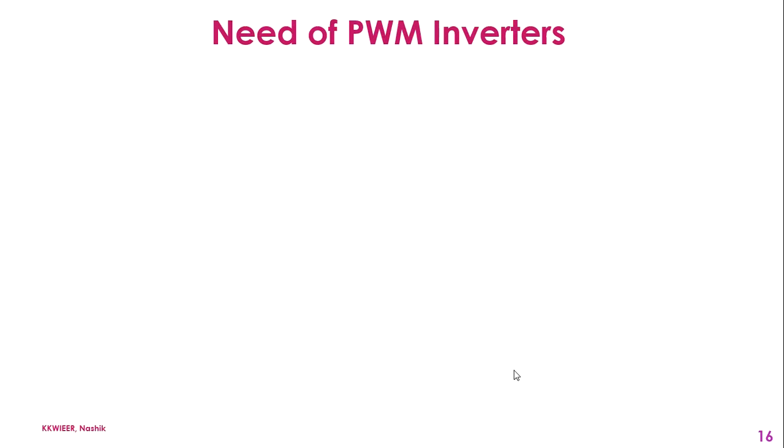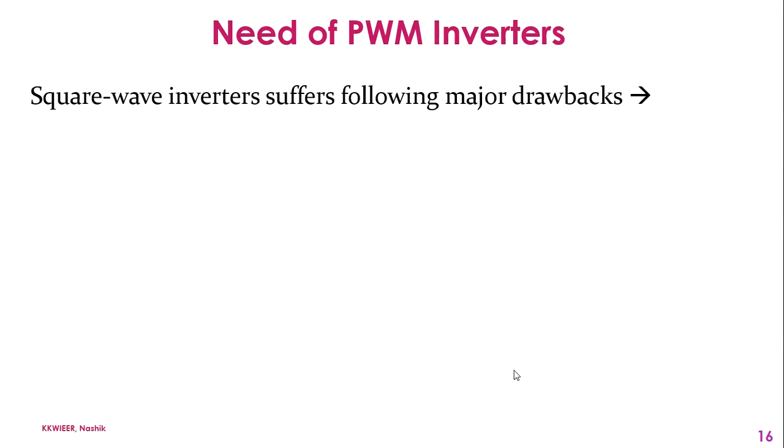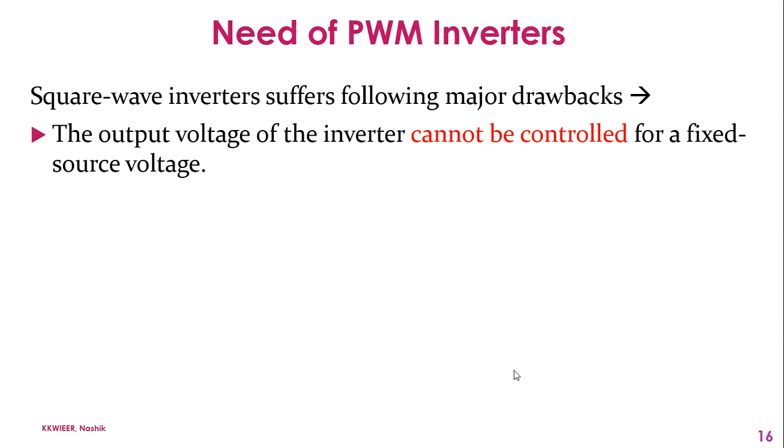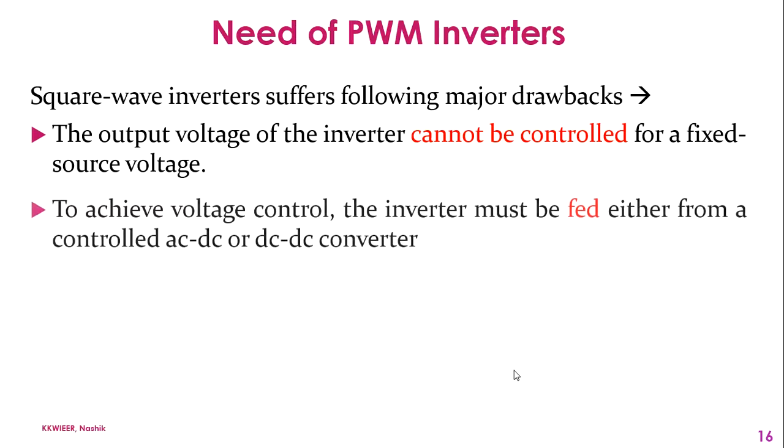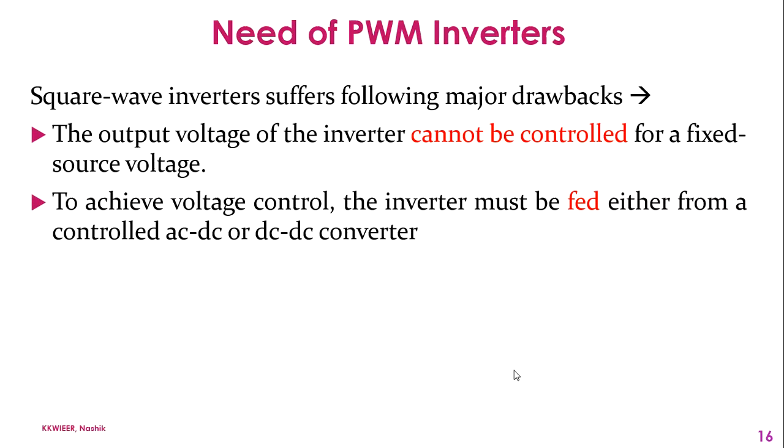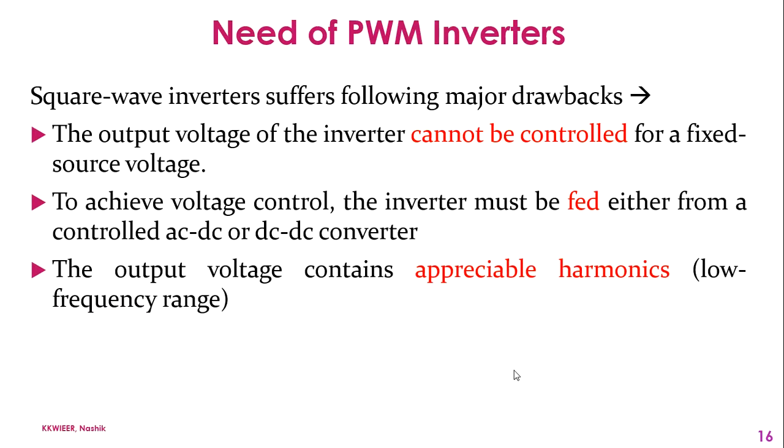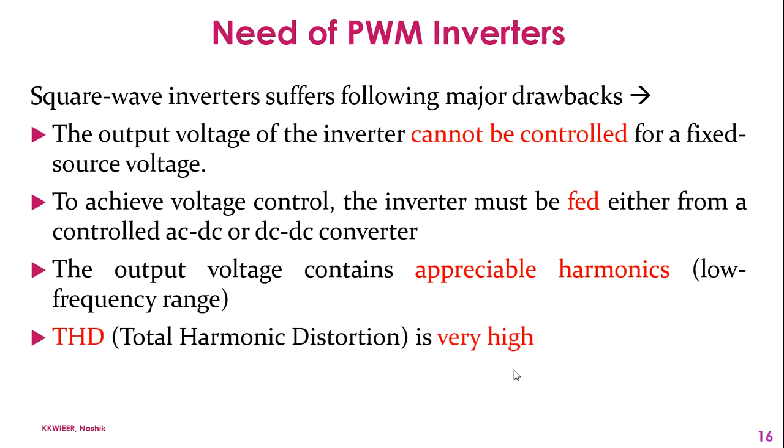Then why are these PWM inverters needed? The square wave inverter suffers from the following major drawbacks. The output voltage of the inverter cannot be controlled for a fixed source voltage. To achieve voltage control, the inverter must be fed either from a controlled AC-DC or DC-DC converter. The output voltage contains appreciable harmonics in the low frequency range, and the THD, that is the total harmonic distortion, in case of square wave inverters is very high. So to overcome these drawbacks, there is a need for PWM inverters.